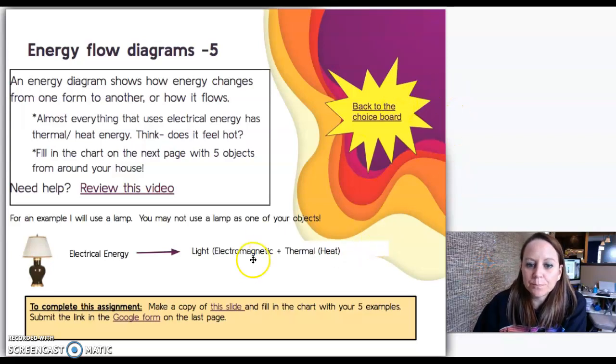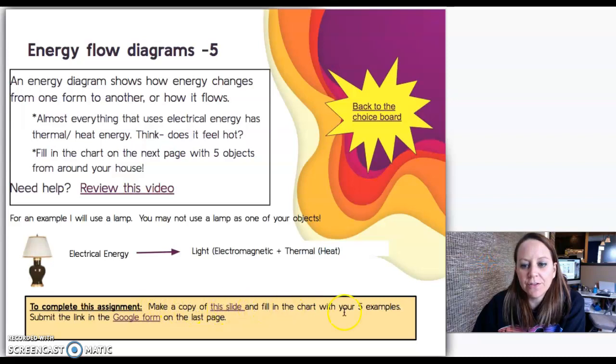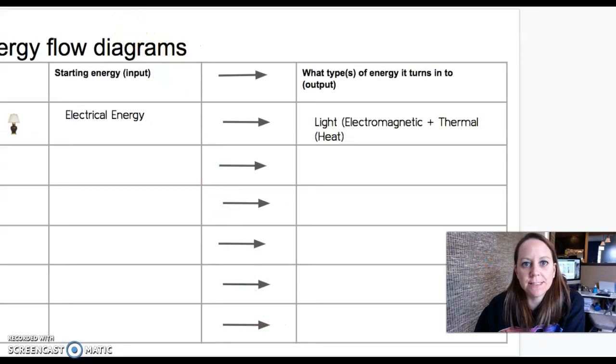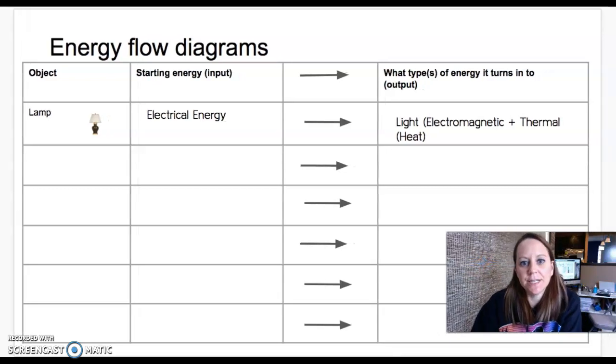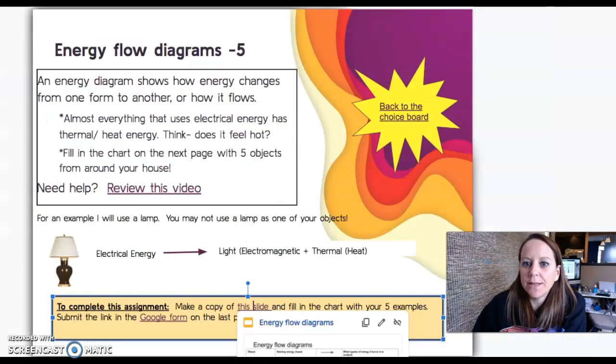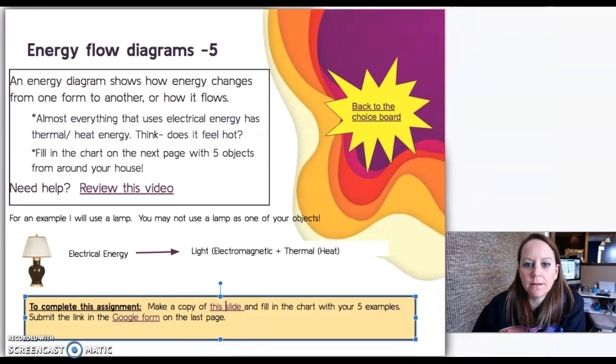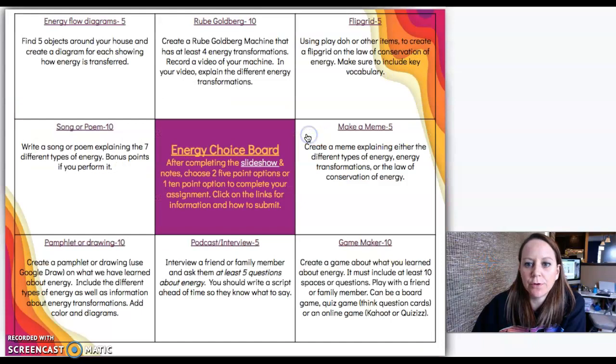Okay? To complete this assignment, each of these pages tells you what you have to do to complete the assignment. And so this one says make a copy of this slide and fill in the chart with your 5 examples. Submit the link on the Google form on the last page. And all of the assignments will be handed in on the Google form, so I'm going to show that a little bit later. So you would click on this slide right here, and it will bring you to this slideshow, and you make a copy of this and then fill it in, and then I'll show you how to submit it in a minute. Okay, so that one is a 5-point activity. I can click here to go back to the choice board. I'll go through the 5-point activities first.